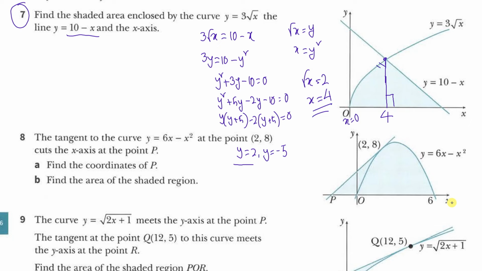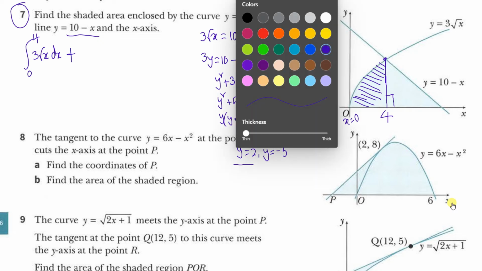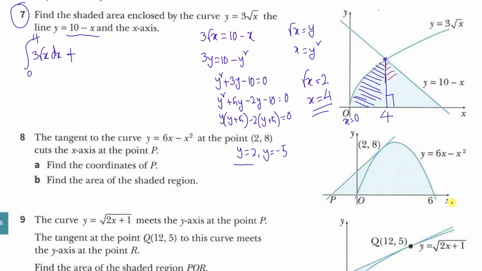So from the left side under the curve till the point 4, we need to integrate. This is 3 root x and the limit is from 0 to 4. Then plus, on the right side, another shaded part. I'm going to mark it with the red color. This is the other shaded part. We can find it out by using the triangle area, or we also can find it out by using the integration as well.